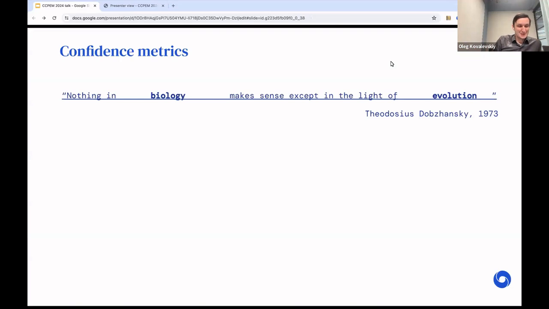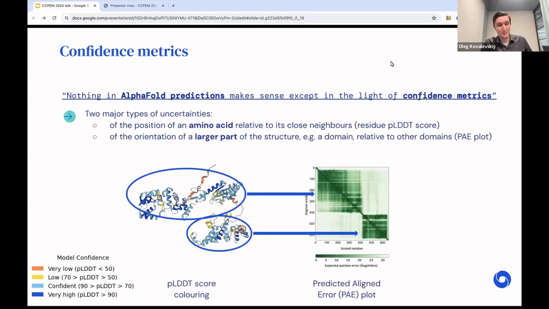The most important key to success is no doubt use of the confidence metrics. You have probably heard that nothing in biology makes sense except in the light of evolution. Very analogously, nothing in AlphaFold predictions makes sense except in the light of confidence metrics. Please keep this in mind. And if AlphaFold is not certain, it will tell you this. So pLDDT score indicates local confidence around a single residue, and predicted aligned error, or PAE, indicates confidence about relative orientation of the larger parts of the structures like domains.